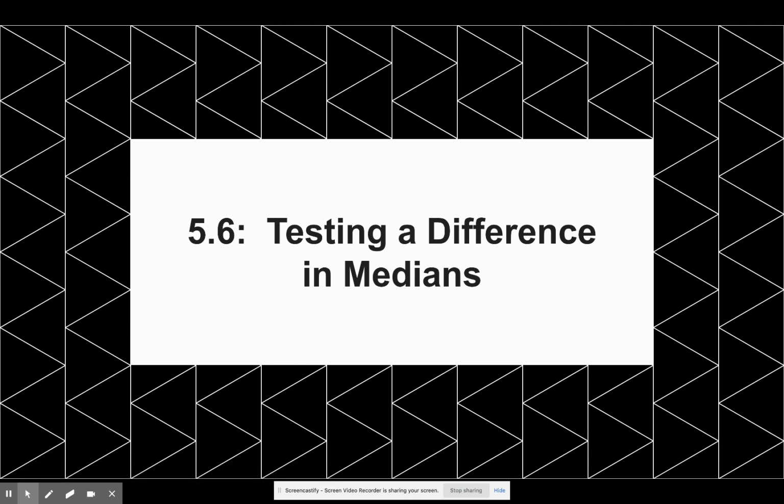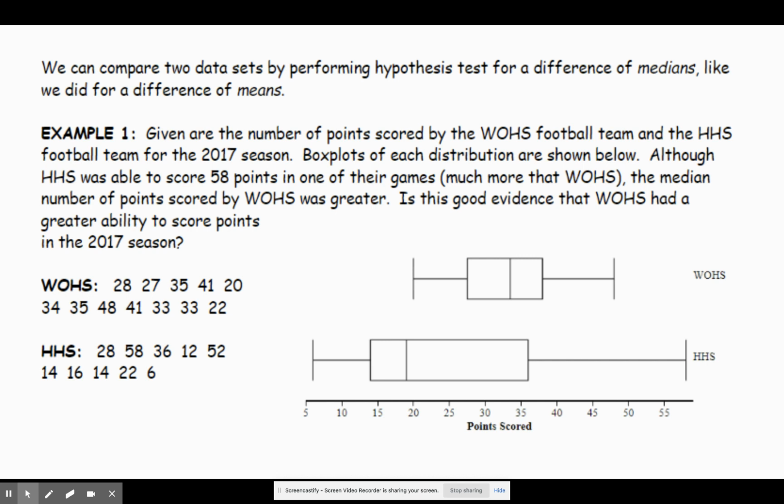Lesson 5.6 is about conducting a significance test for a difference in medians. This is very similar to the process we used in lesson 5.5, but instead of using the means to measure the center, we will use the medians. So we're going to look at the data that we looked at earlier in the chapter with the number of points scored by the West Ottawa High School football team and Holland High's football team for the 2017 season.